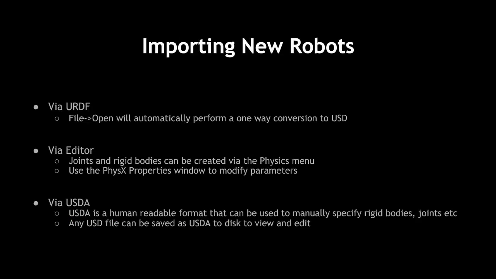So we have an empty editor now. How do we get a robot into it? Well, we have a few ways of doing that. The first is via URDF files. URDF files are pretty common in the robotics field, especially if you're using ROS. We have a one-way import built into the editor: when you go File, Open a URDF, it will automatically perform a one-way conversion, which will convert all the meshes and as much of the valid URDF properties as it can into the physics side of things.